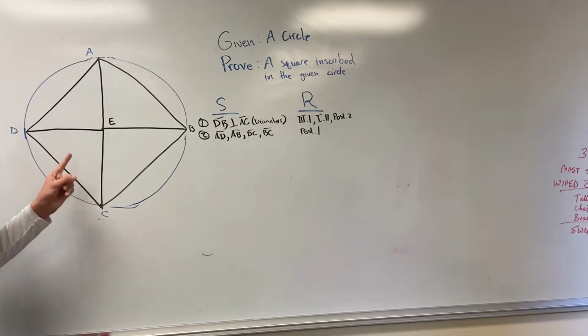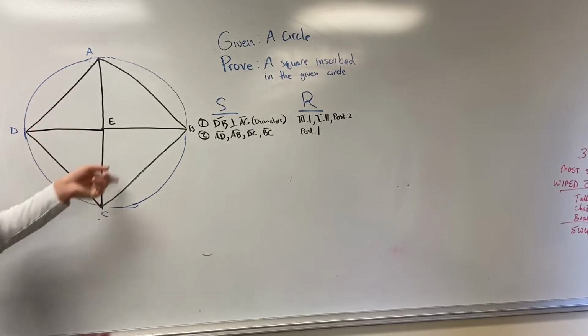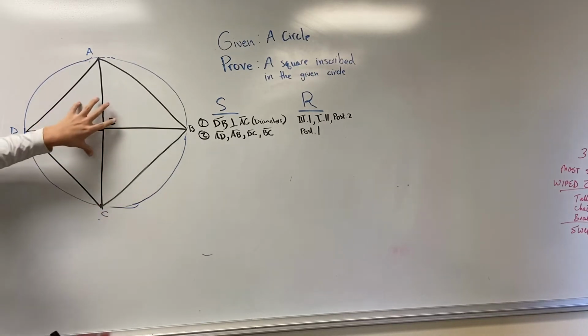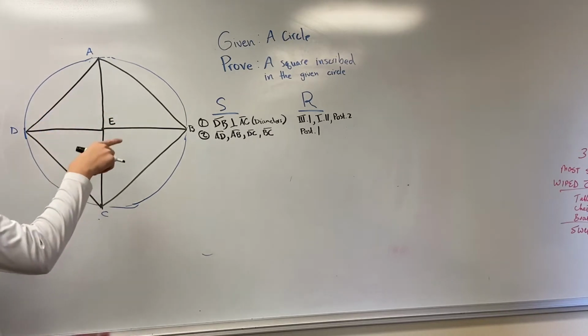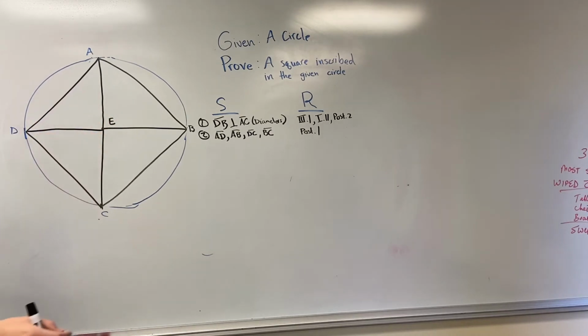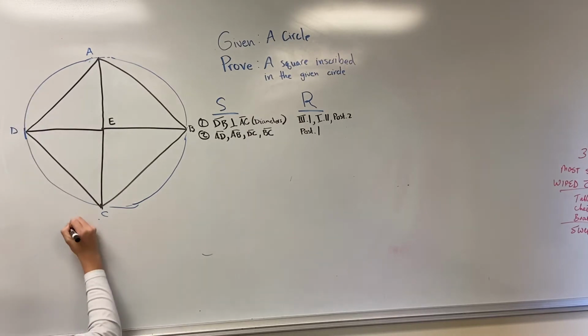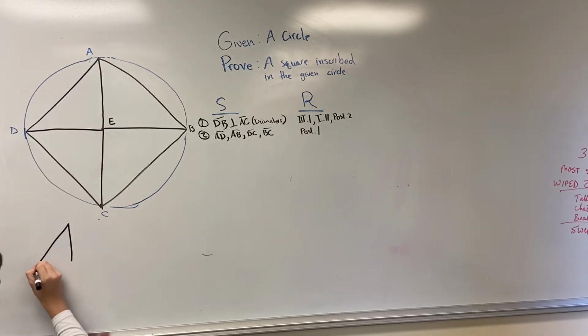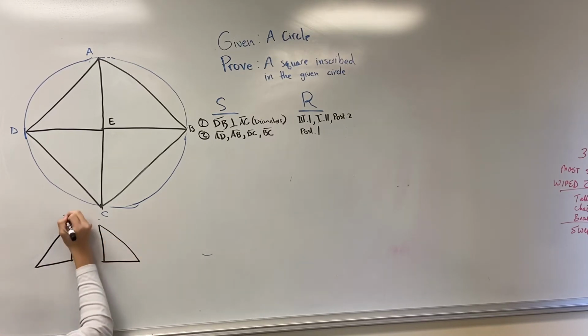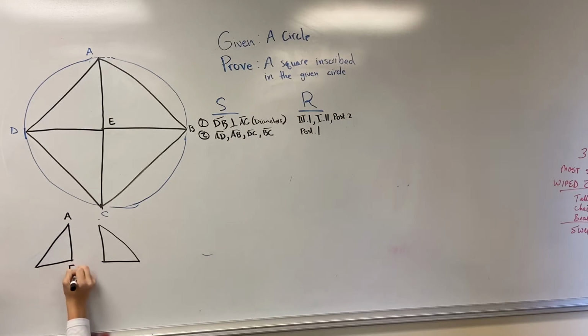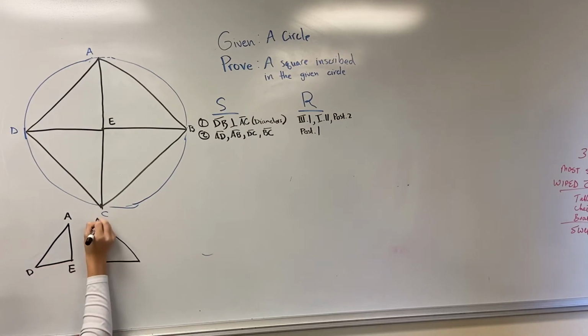So we're going to try to prove that all sides are equal in this figure, and that all angles are right angles. So he first goes about trying to prove that all sides are equal. So the way he does that is he pulls out these two triangles. So I'll draw them down here. Not drawn to scale, but it's okay. So we have triangle AED and AEB.